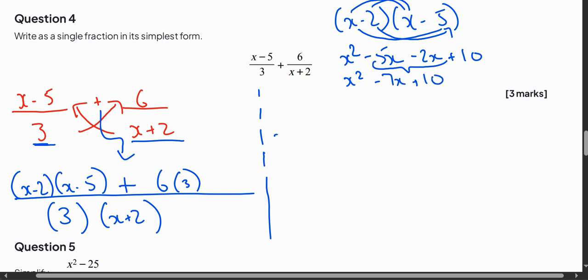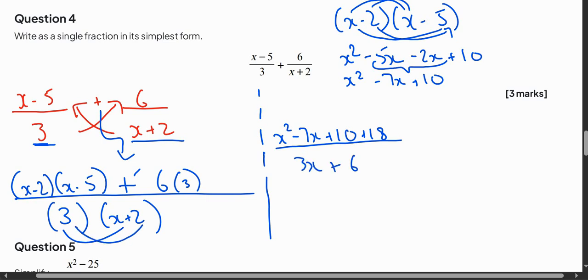So this becomes x square minus 7x plus 10, and 6 multiplied by 3 is plus 18 upon 3 multiplied by x is 3x plus 3 multiplied by 2 is 6. So this becomes x square minus 7x plus 10 plus 18 is 28 upon 3x plus 6.